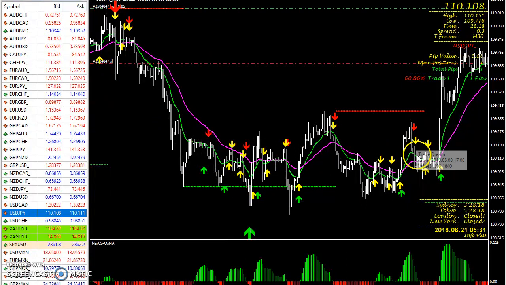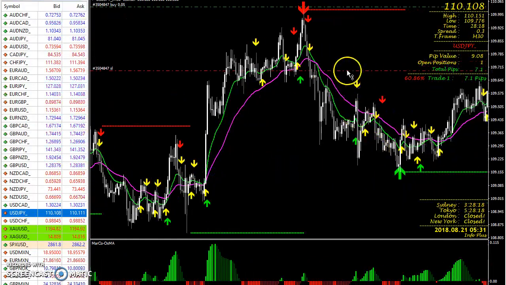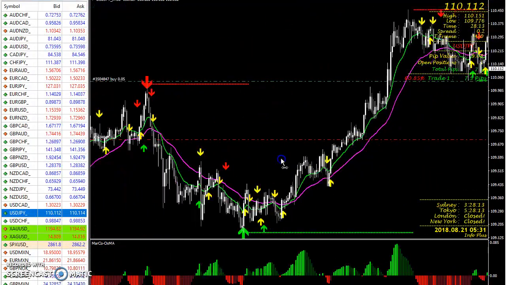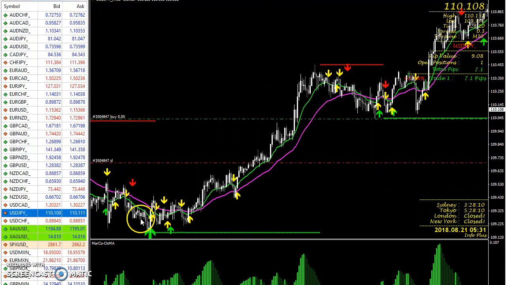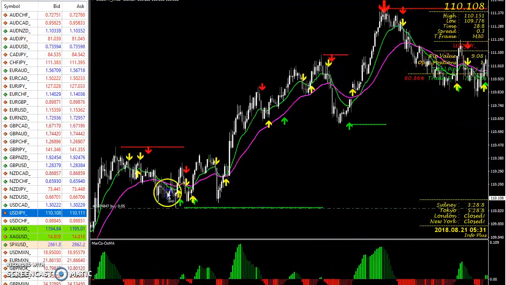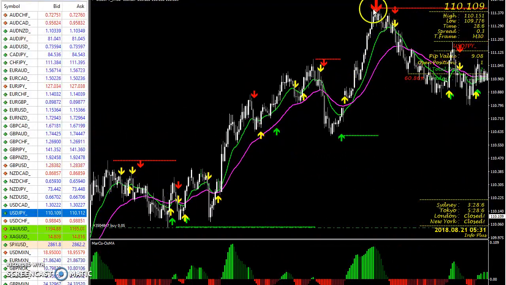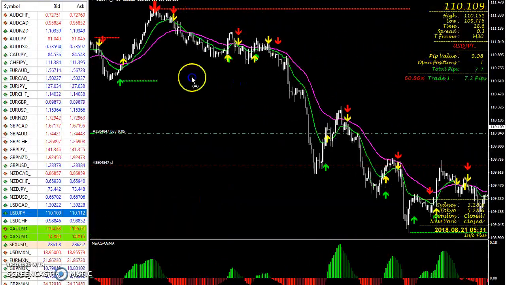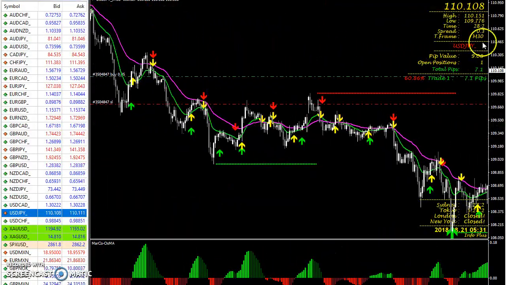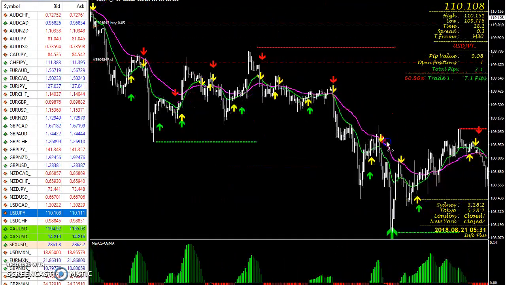1, 2, 3, and it went on up. And 1, 2, 3, it went down. 1, 2, 3, and it went up. Look at that big, beautiful move there. 1, 2, 3, all the way up to the upside. Then look at the 1, 2, 3 to the downside. See, wouldn't you want the charts to tell you? And see, I'm up 7 pips now as we're talking.